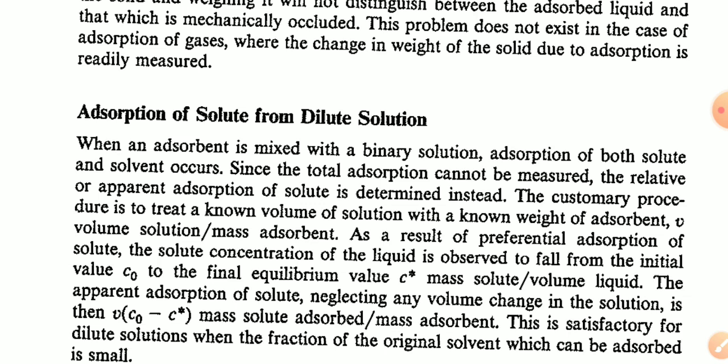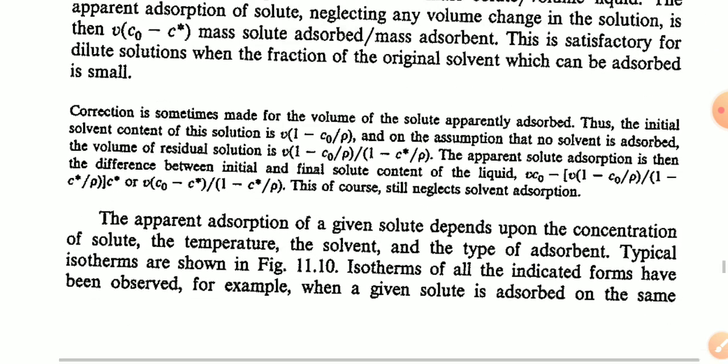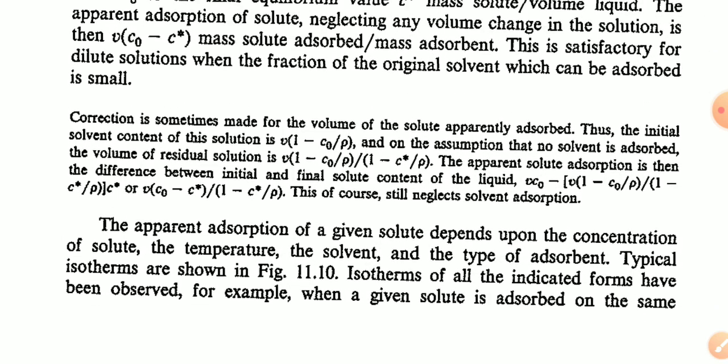This is satisfactory operation for a dilute solution, when the fraction of the original solvent which can be observed is a small part. Now, the apparent adsorption of a given solute depends on the concentration of the solute and temperature, the solvent, and the type of adsorbent. Typical isotherms are shown in figure 11.10, for isotherms of the indicated type that have been observed.